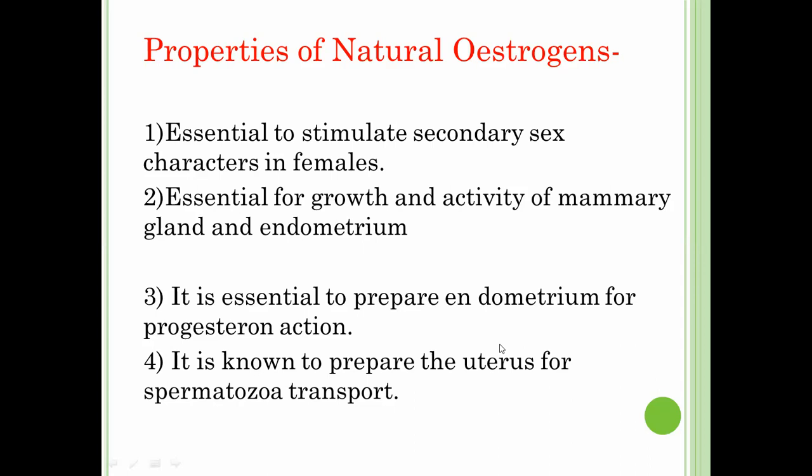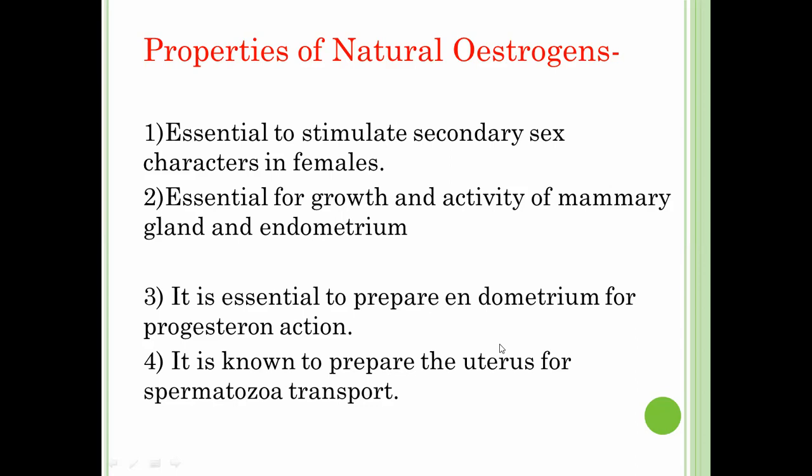Endometrium means where it is located. It is on a membrane. This natural estrogen hormone is essential for growth and activity of the mammary glands and the endometrium. The endometrium is a mucous membrane lining the uterus, which thickens during the menstrual cycle. While mammary glands are located on the breast and their function is production of milk.